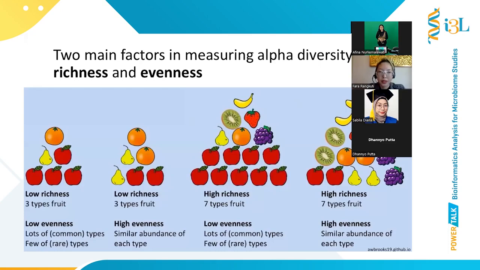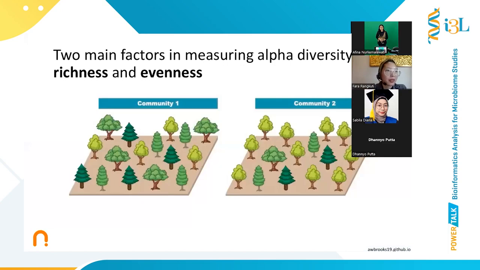Okay, I want you to see this one. Please write down in your chat box: community two, does it have lower or higher richness? And does it have lower or higher evenness? Can you please put it in your chat box? This is a small quiz.